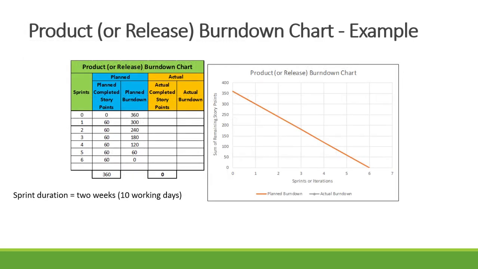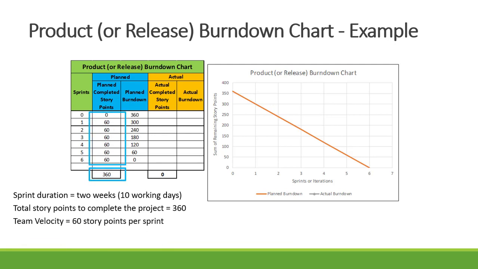Now, let's have a look at the example. For this example, the sprint duration is 2 weeks. That's 10 working days. The total story points to complete the project is 360 story points, and the team velocity is 60 story points per sprint. Therefore, 360 divided by 60 is 6. So our planned completion is 6 sprints, which is a total of 60 working days.